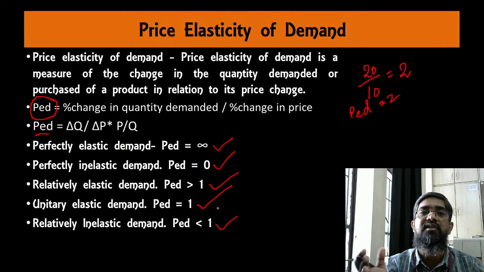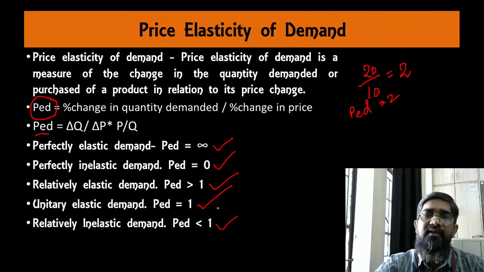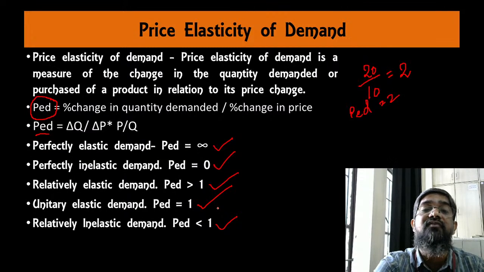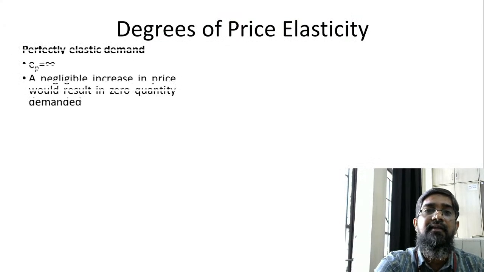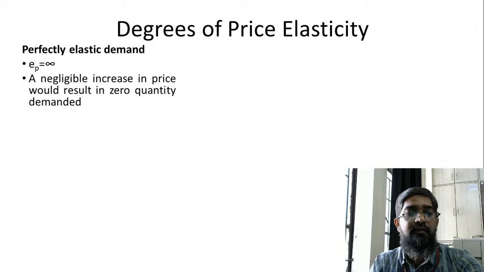If it is infinity, it will be called perfectly elastic. If it is equal to 0, it will be perfectly inelastic. If it is equal to 1, it will be unitary elastic. If it is greater than 1, relatively elastic. Less than 1, relatively inelastic. Now dear students, we will discuss these 5 different degrees of elasticity in detail. Let us see. First one is perfectly elastic demand.